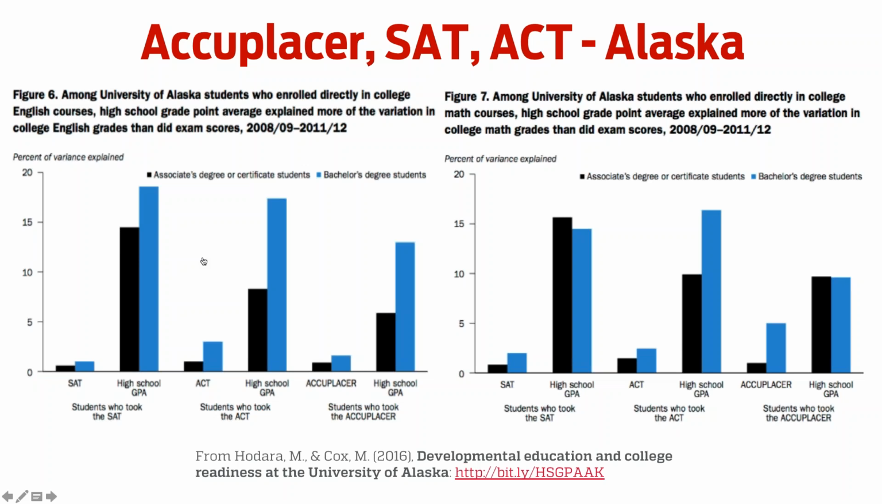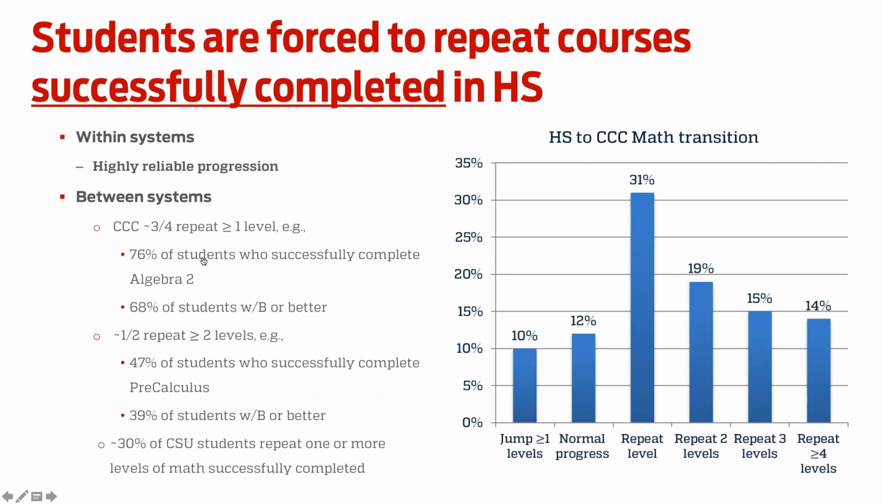instruments. One of the consequences of this is that students are forced to repeat courses that they successfully completed in high school. If you stay within a system, like within a community college, you get a C in a course, you move on to the next course. Same thing at a university, generally speaking. That's not true when students move between systems.